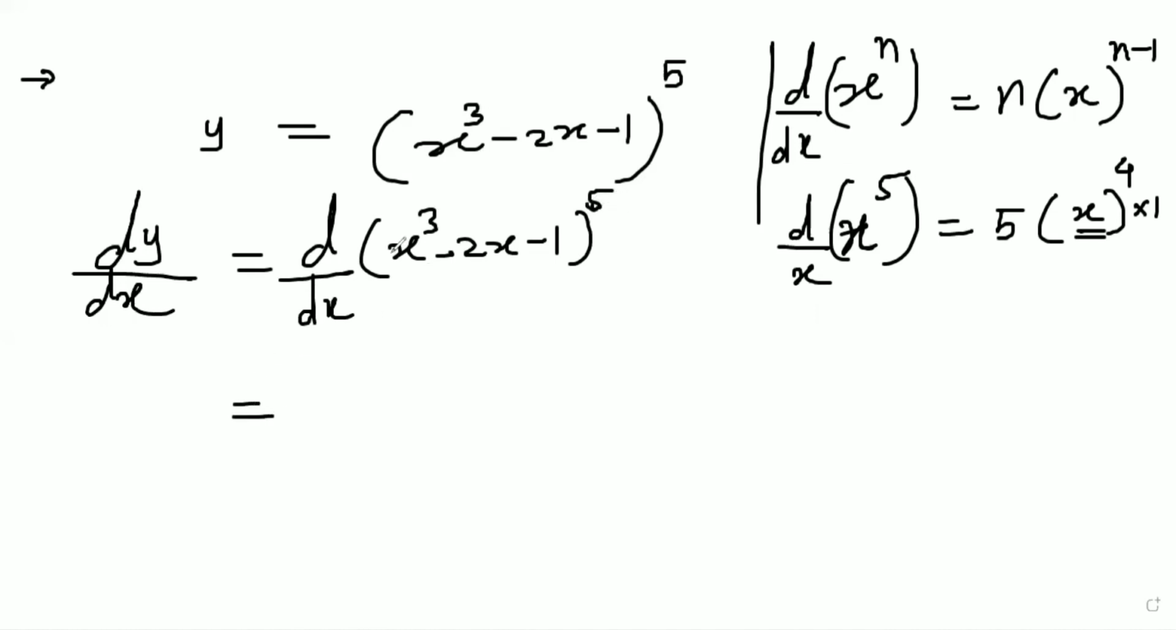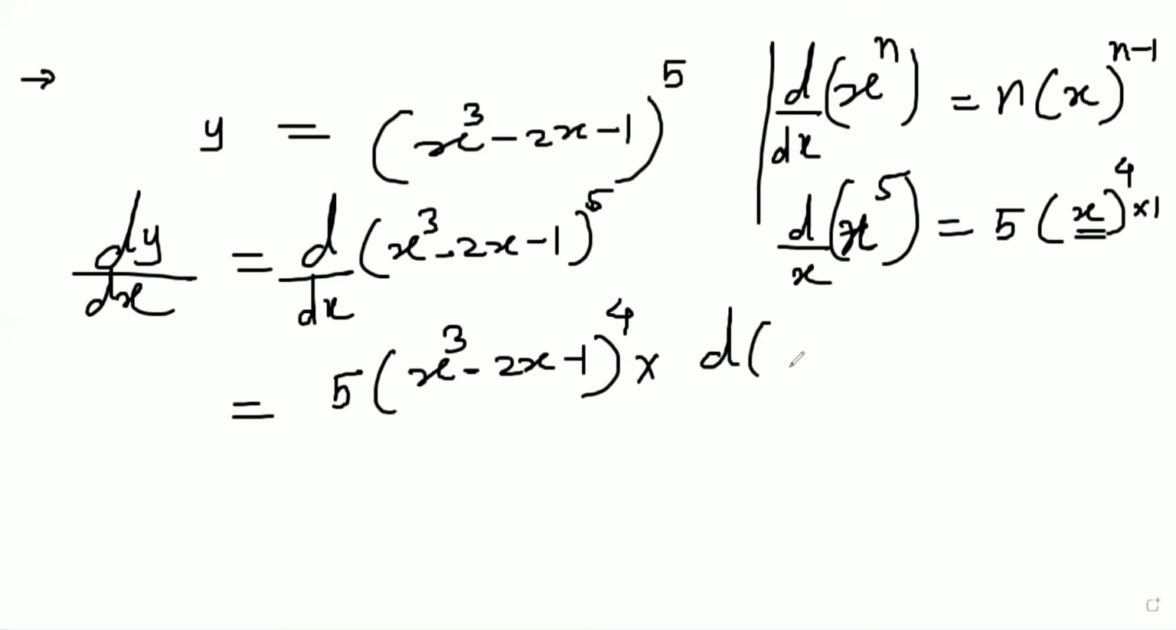Now as we know, this is the basic function raised to 5. The derivative of x raised to n equals n x raised to n minus 1 into the derivative of the basic function. The same rule we are going to apply here. So let's take 5 here and in brackets the same function x cube minus 2x minus 1, raised to the predecessor of 5, meaning 5 minus 1, that is 4, into the derivative of the basic function. So here I will write the derivative of the given function x cube minus 2x minus 1 with respect to x.